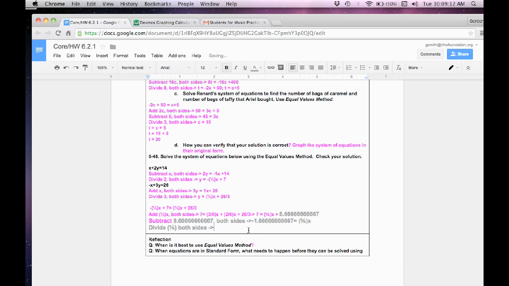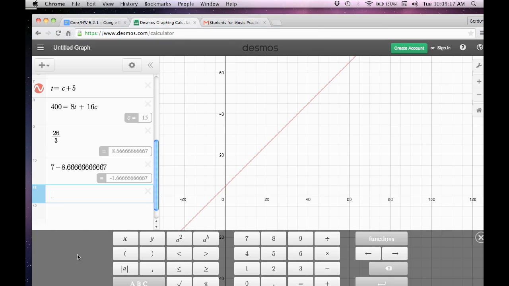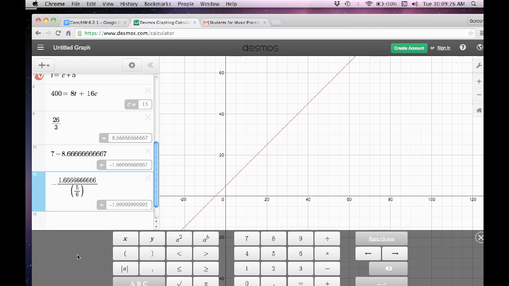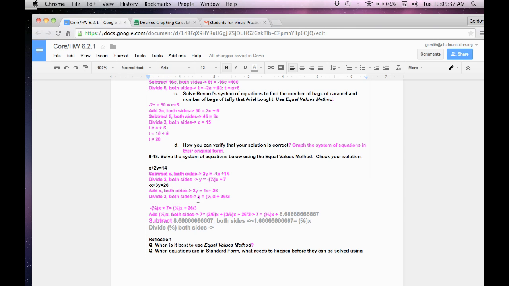And that will help me rewrite. I'm going to have negative 1.66 divided by 5/6. So it's negative 1.666666 divided by parentheses 5 over 6. And we get this negative 1.99999, which you may realize is just negative 2. It really rounds up to negative 2. So for all of that, we just get negative 2 is equal to x. Okay, so in our system, x equals negative 2. We can plug that back in to get the y value.